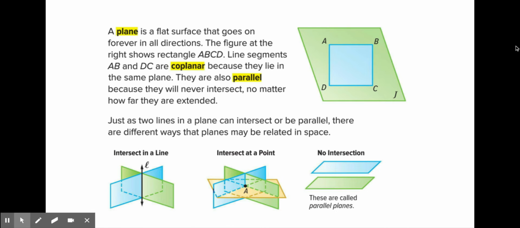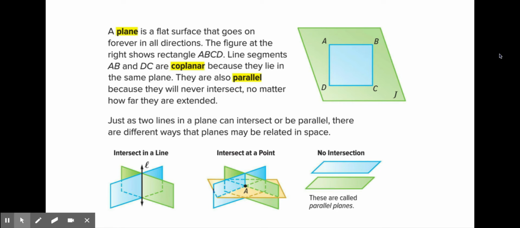Now, the big thing they like to talk about, when you can read this: a plane is a flat surface that goes on forever in all directions. The figure at the right shows rectangle ABCD. Line segments AB and DC are coplanar because they lie in the same plane. They're also parallel because they will never intersect, no matter how far they are extended.